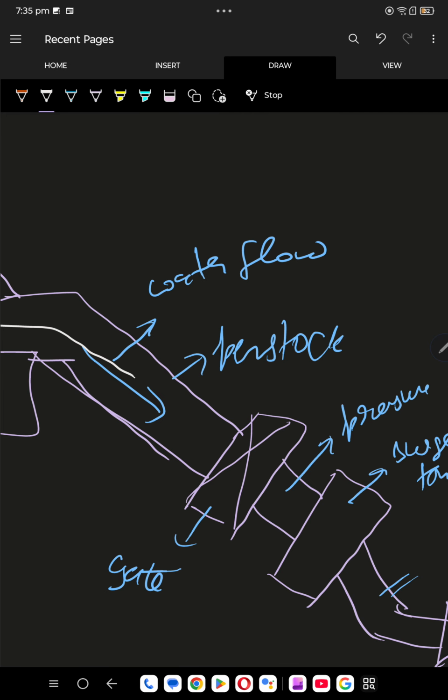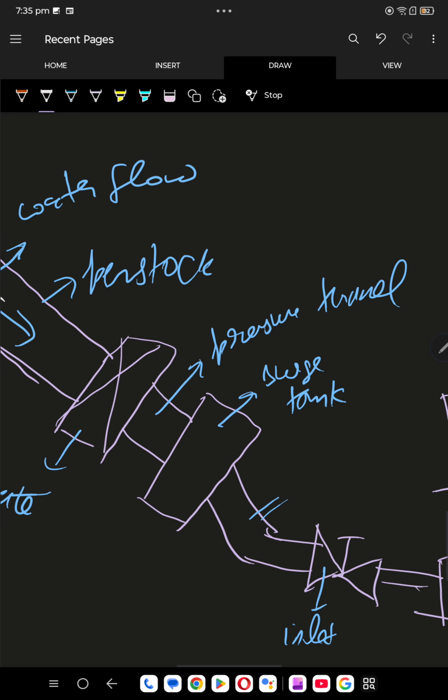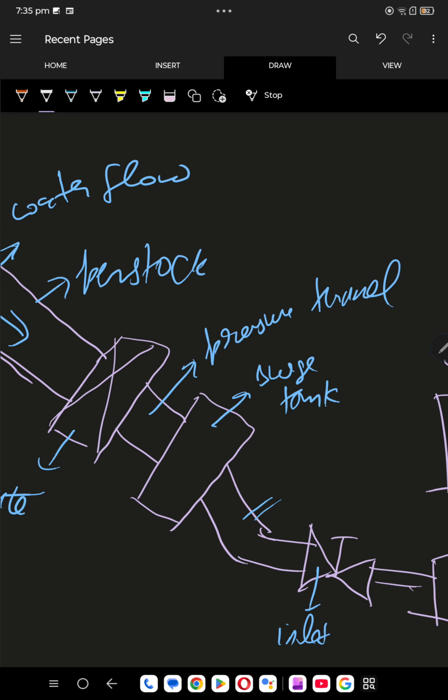Water flows through this. The gate or the valve opens or closes. If it's open, then the water can flow through it. It goes to the pressure tunnel and then to the surge tank. It goes to the surge tank when the pressure is too much, so that the pressure of the water can be reduced a little. Then it goes to the inlet.